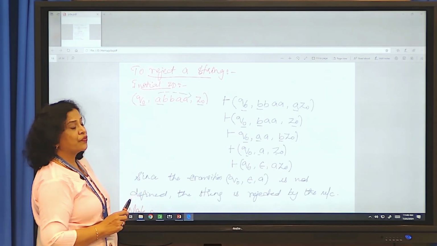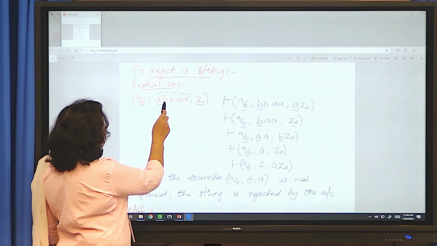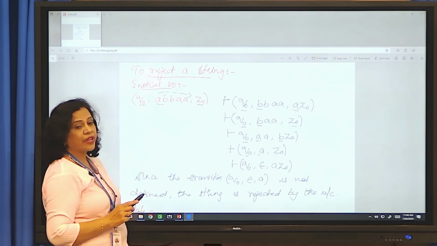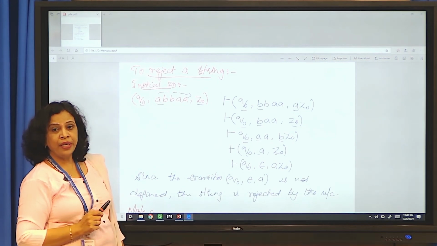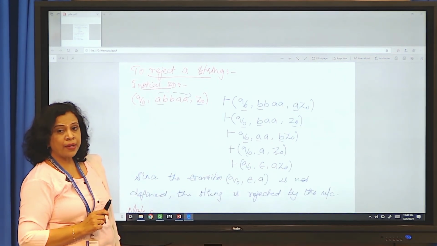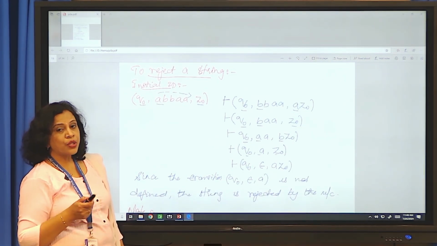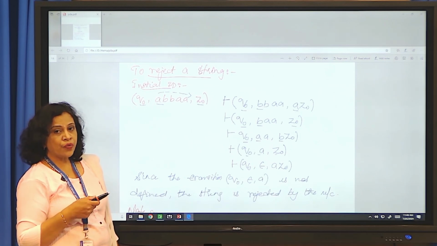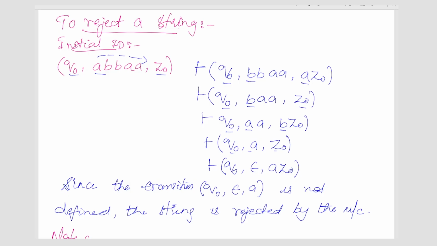So, initial configuration is A, B, B, A, A. That is 3 A's and 2 B's I have taken. This string should be rejected. What should happen is there are more A's. So, that extra A's will be remaining in the stack. So, when the complete input is read, the extra A's what we have, they should be remaining in the stack.